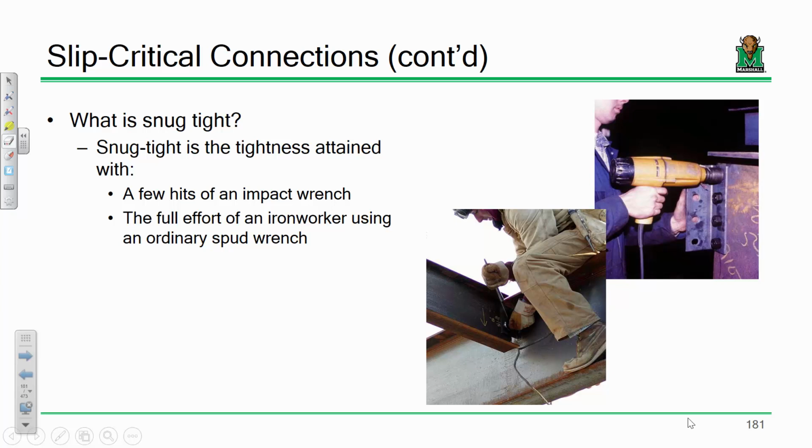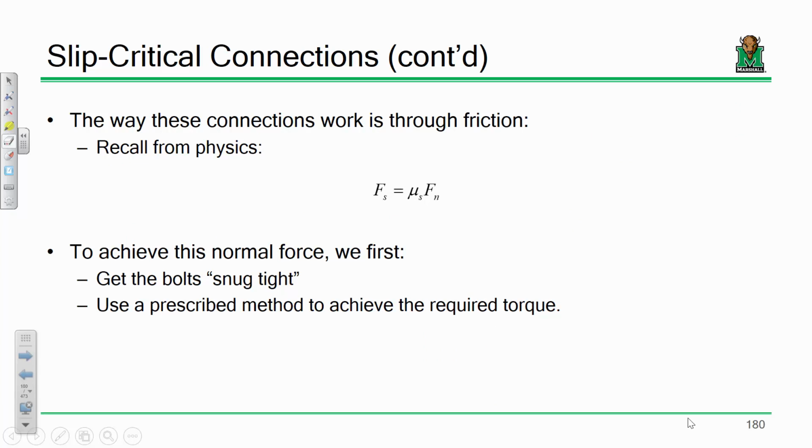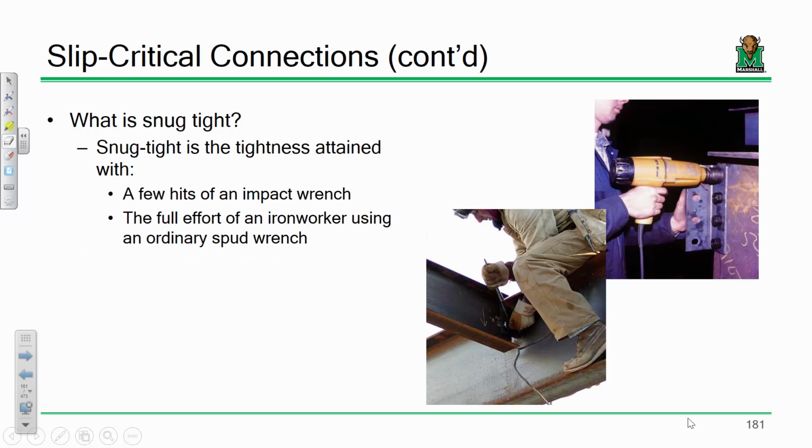Well, what we do in structural engineering is we have a series of prescribed methods that we use to achieve that required torque, or to achieve what we call that minimum bolt pretension between those bolts. It starts off by getting the bolts what are called snug tight, and then we apply one of these prescribed methods. So what do I mean by snug tight?